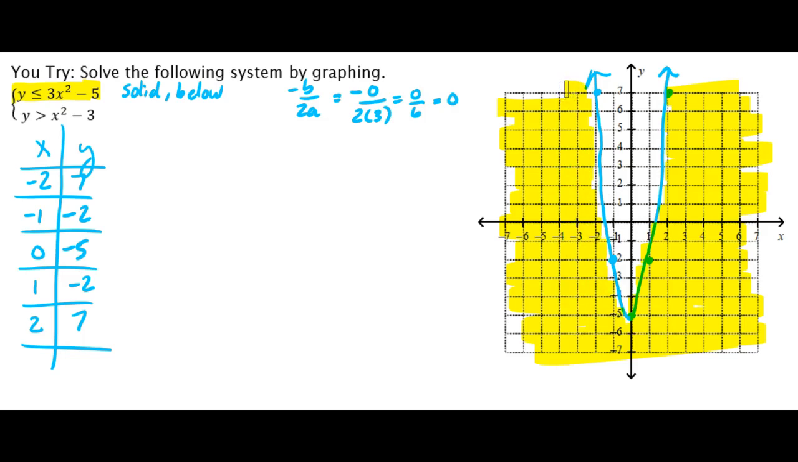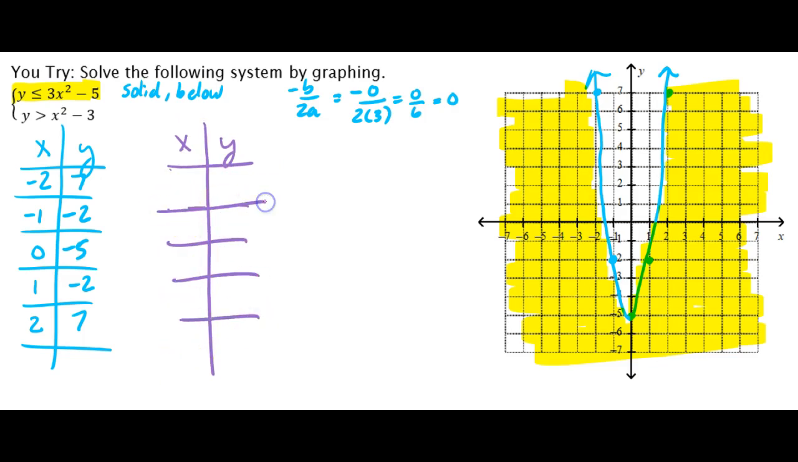Okay, so now let's move on to the next one. We're going to do the exact same thing. We're going to make a table. Before I get ahead of myself again, let's talk about what kind of line we're going to use. This one does not have the bar underneath, so I'm going to use a dotted line. And it's greater than, so I'm going to shade above this parabola.